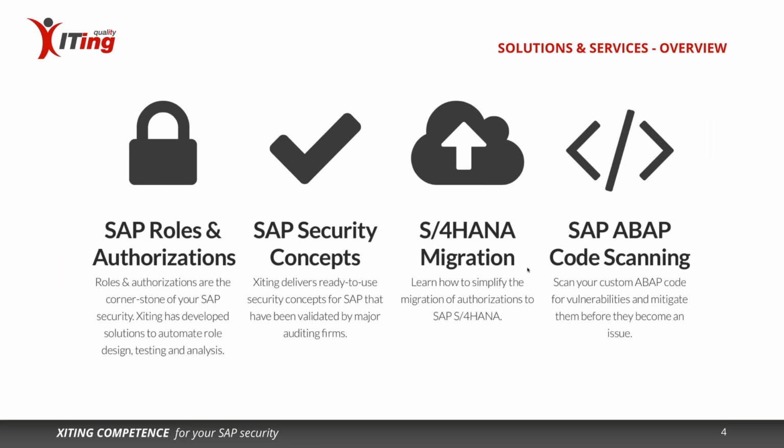Xiting really focuses on 4 core pillars with our portfolio, both from a solutions and services perspective. One is, of course, and that's also around the title of our webinar, around roles and authorizations. So our goal is to help you simplify, automate, and expedite many of the manual tasks that are usually involved in role optimization, role redesign, RFC optimization type of projects.